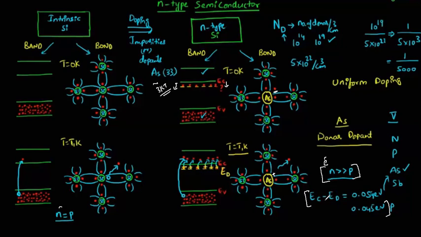Right? Okay, and Nd is the number of donor atoms, or basically it's the density. Yes, doping means adding a different element. Okay, right? So I hope all of you understood what is a p-type semiconductor.